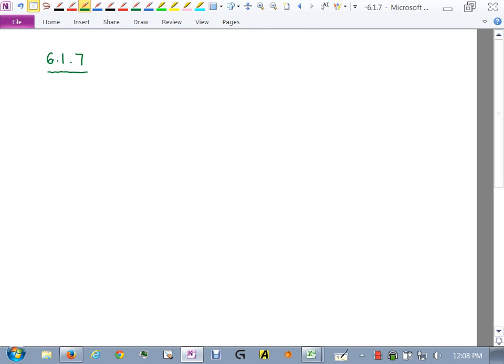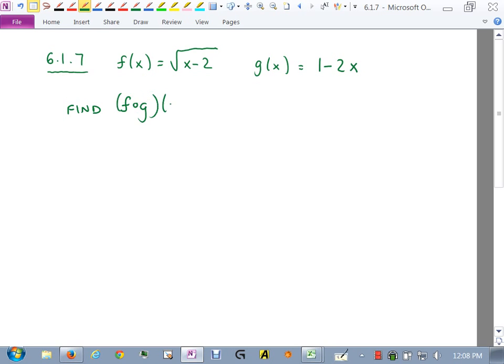Let's say we have f of x is the square root of x minus 2. And let's say g of x is 1 minus 2x. Let's find f of g of x and its domain.